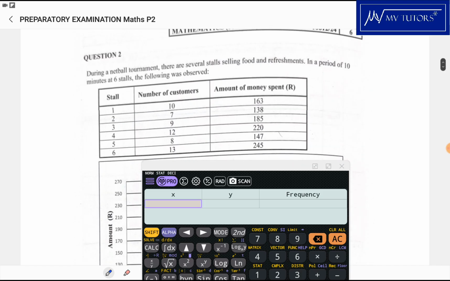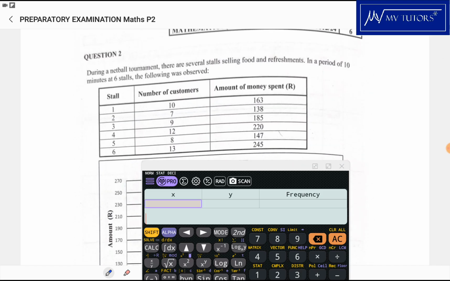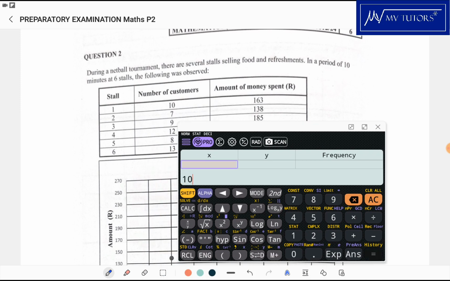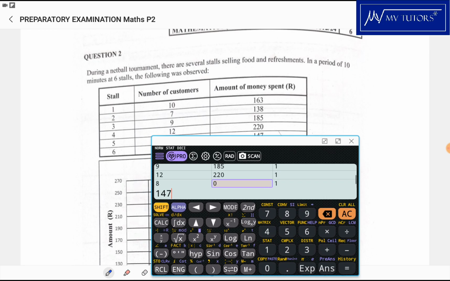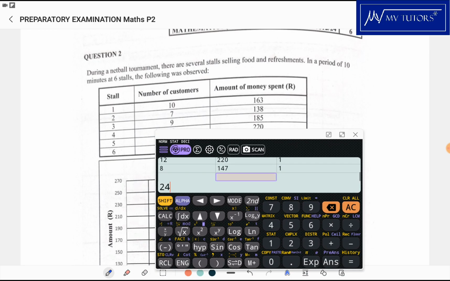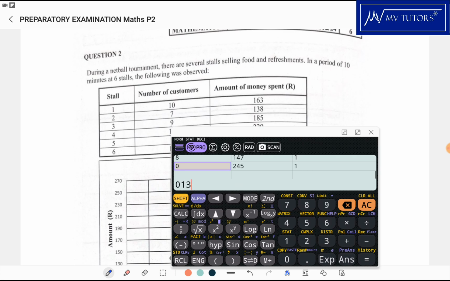Let's just put in the information. On the x, we have number of customers: 10, 7, 9, 12, 8, and then 13. And on the amount of money spent, we have 163, 138, 185, 220, 147, and 245. Let's just see there, we have 13.